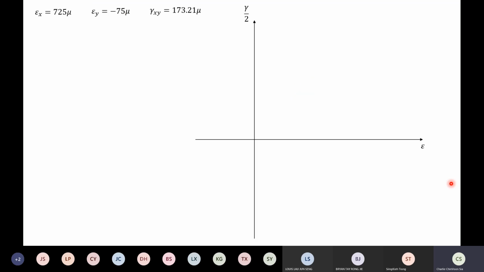Now for the strain. We can also use the Mohr circle to solve, to determine the principal strain and the maximum shearing strain. So how do we do that? If you have paper or graph paper, you can do it together with me. So this is the value: strain X, strain Y, and shear strain XY. From these three values.